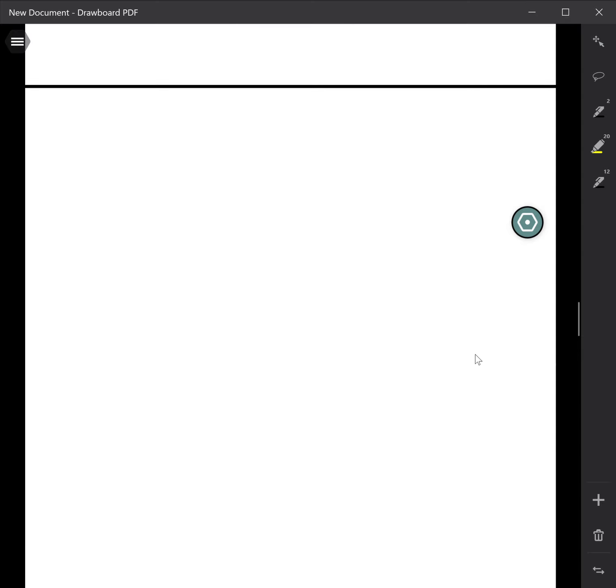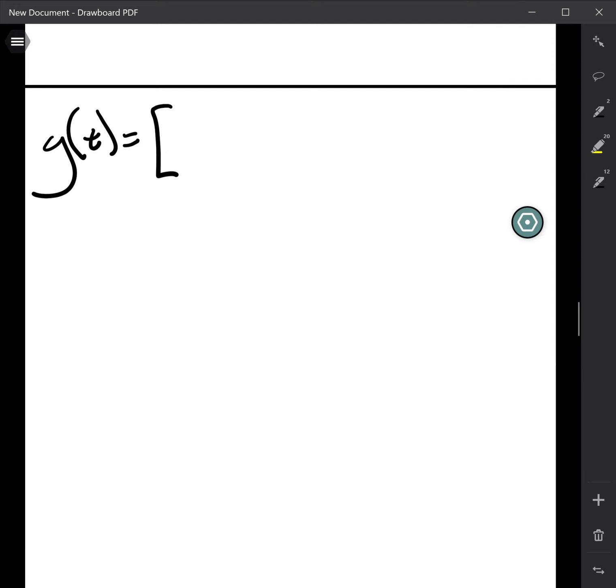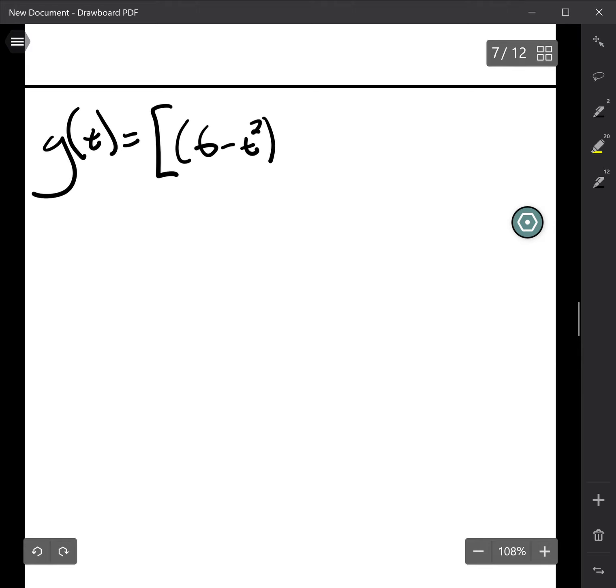Let's go ahead and move on to our second function. Our second function will be as follows. G of t equals 6 minus, whoopsies, give me a little bit more room. 6 minus t squared times t squared plus 5t, all raised to the 4th power.